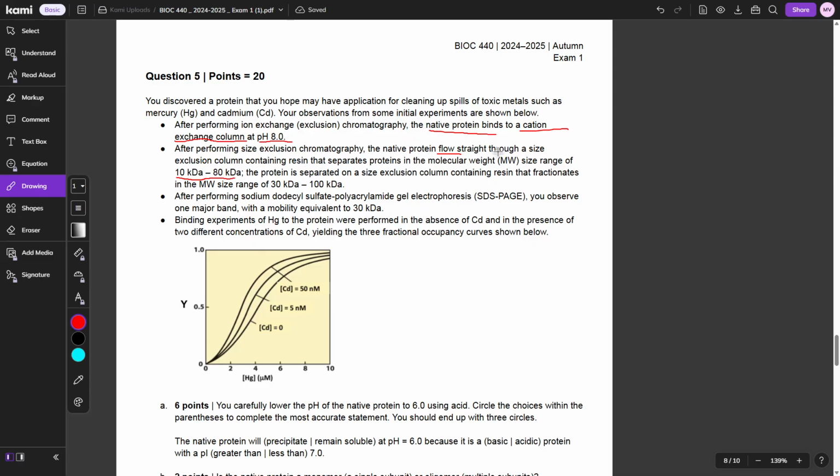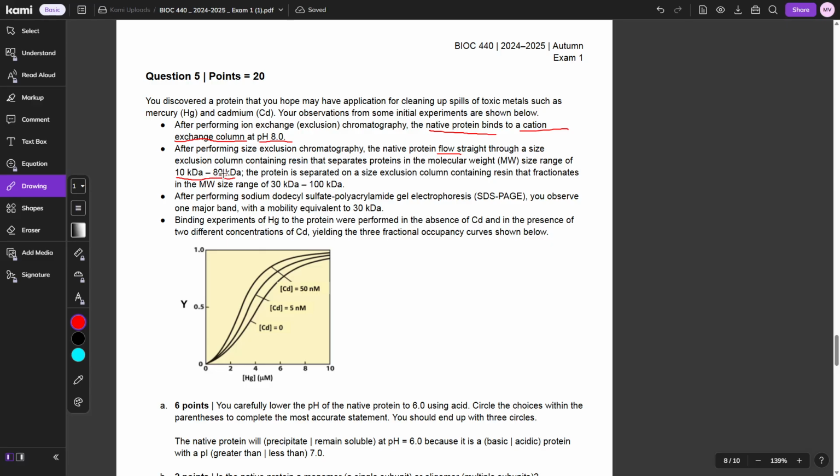Say flow straight through a size exclusion column containing resin that separates proteins. So the resin itself separates proteins in this range, but it's flowing straight through, so it's not separating them. If it was in that range, it would get stuck in the resin beads, but it's saying it's in the next range.